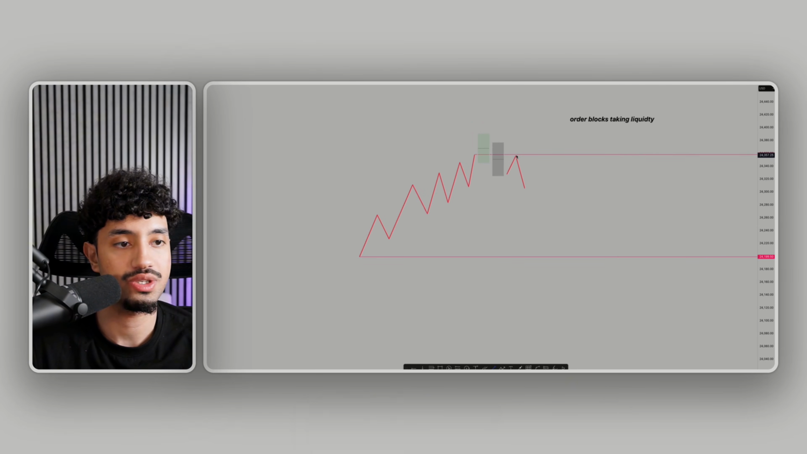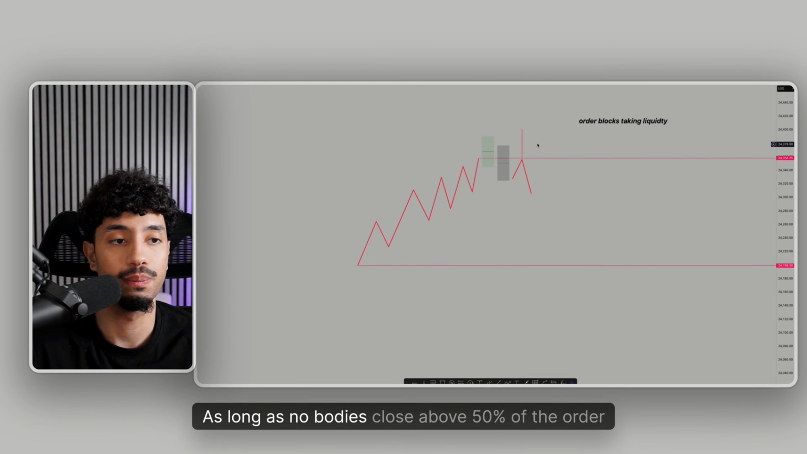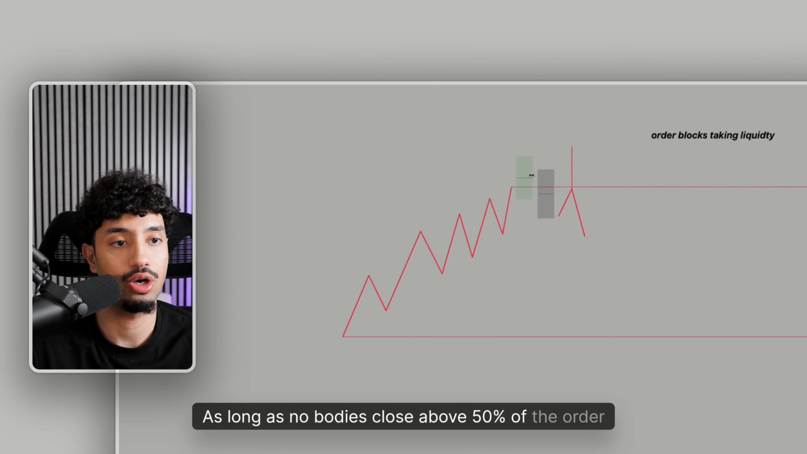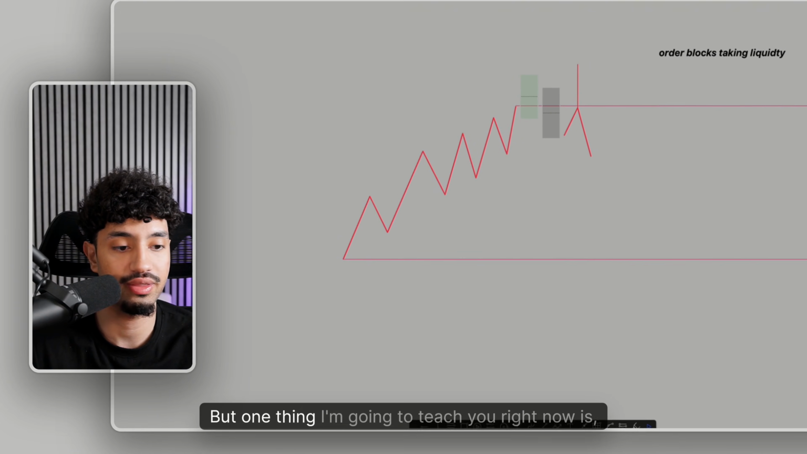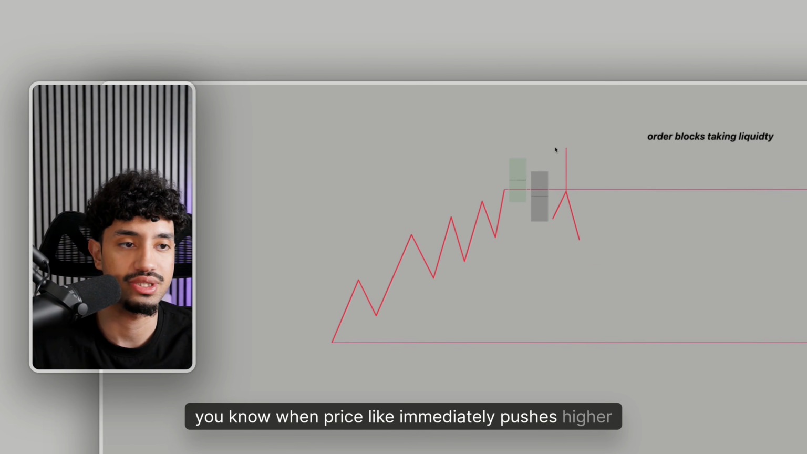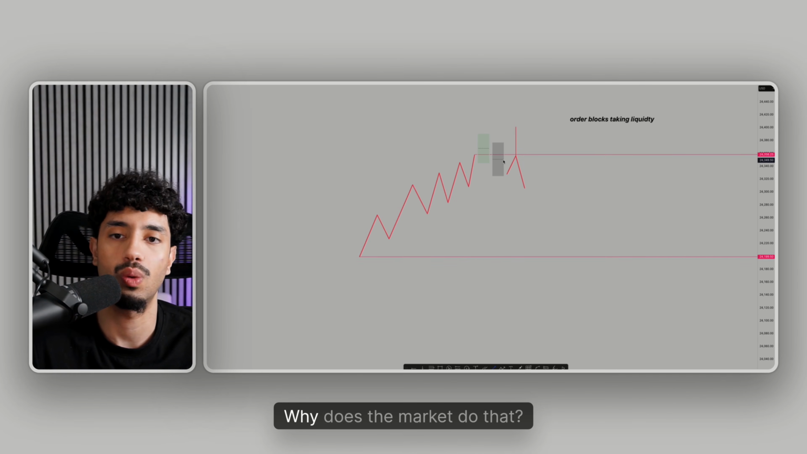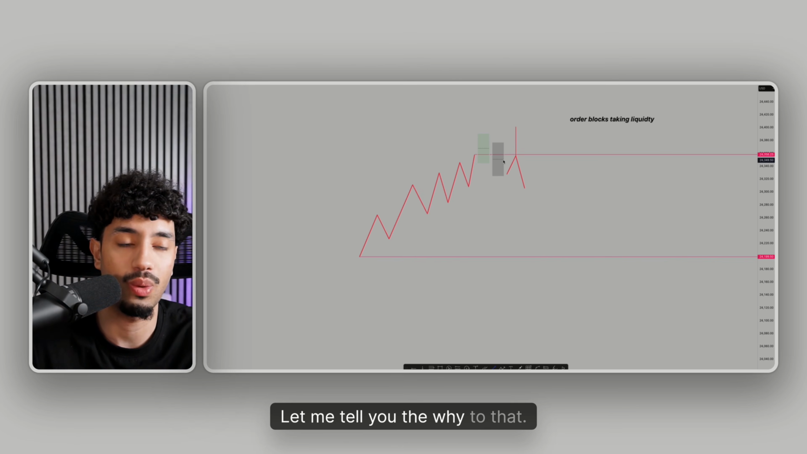And one thing to note, a lot of people are like, okay, what if the wicks go through the order block? As long as no bodies close above 50% of the order block, you are fine. But one thing I'm going to teach you right now is, when price immediately pushes higher, but we leave a wick and then the body is just closed below a certain level, why does the market do that? Let me tell you the why to that.